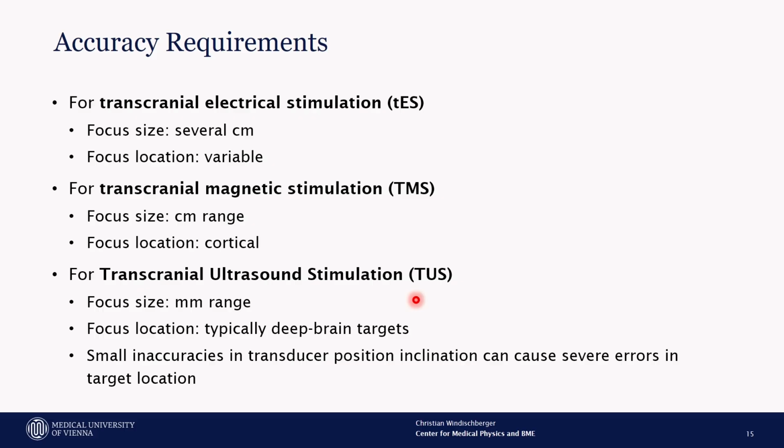Typically, and that's one of the main advantages of ultrasound, you can go very deep into the brain. So you can target very deep brain nuclei. As a consequence of this, very small inaccuracies of your transducer positioning will actually have quite severe consequences on your target location.